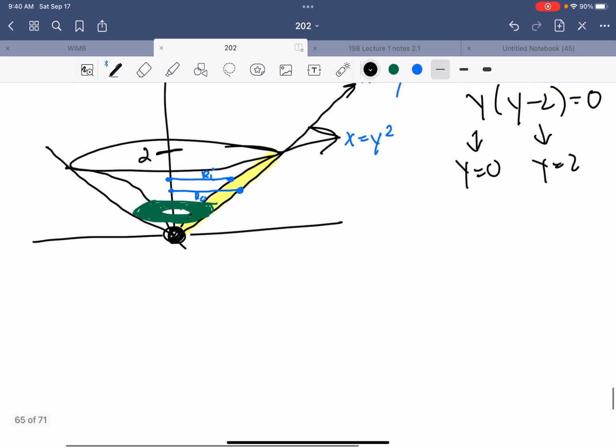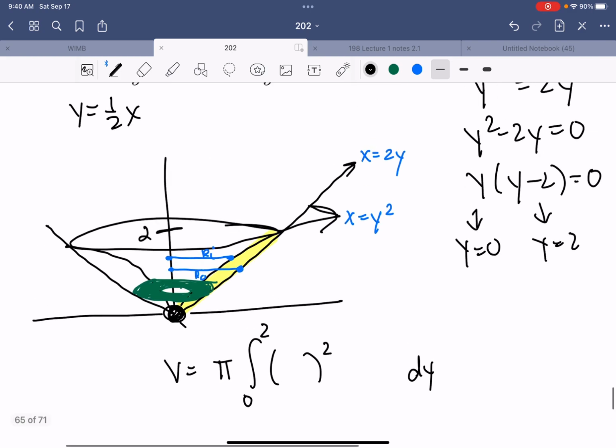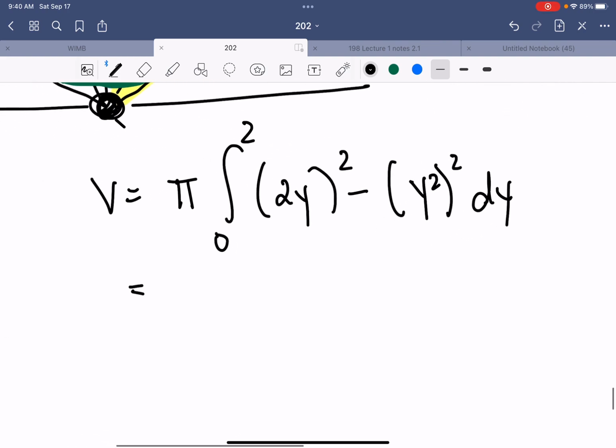So when we go to set up our integral, our volume is going to be pi, the integral from 0 to 2. And keep in mind, those are y numbers. So this is going to be with respect to y. And we want the outside radius squared. And our outside radius is 2y, minus the inside radius squared. And the inside radius is y squared. And we're squaring that. Okay, and now we're all set up. We can go ahead and simplify and evaluate. So this is pi times the integral from 0 to 2 of 4y squared minus y to the 4th.